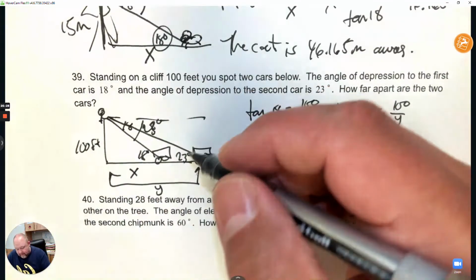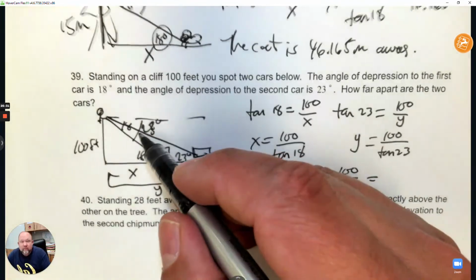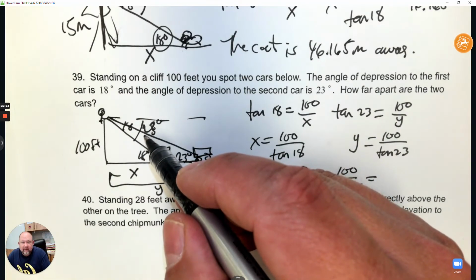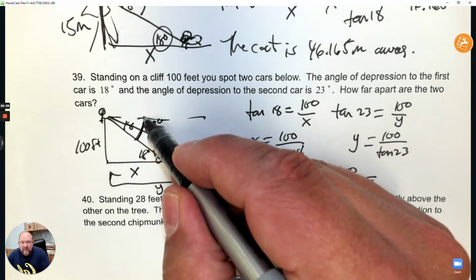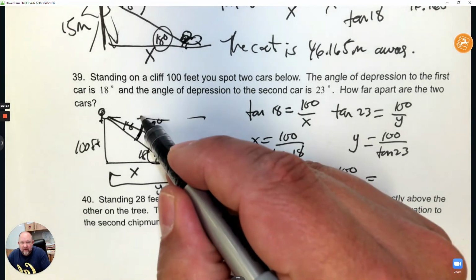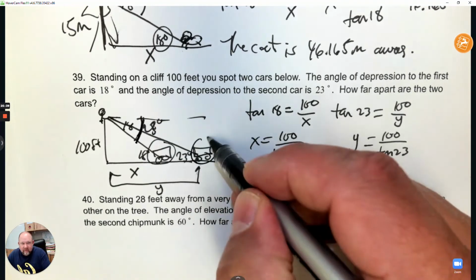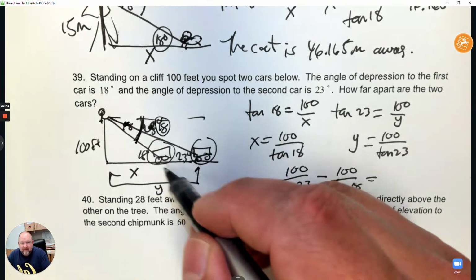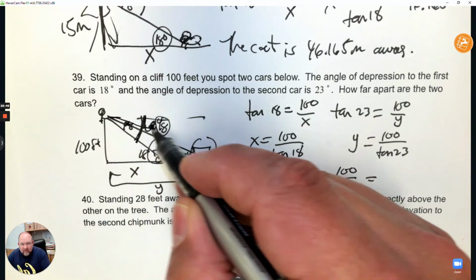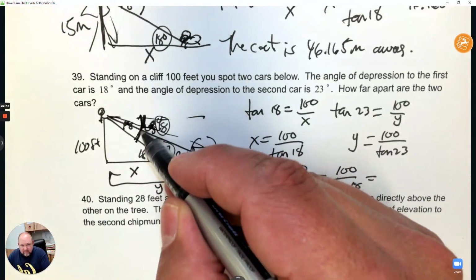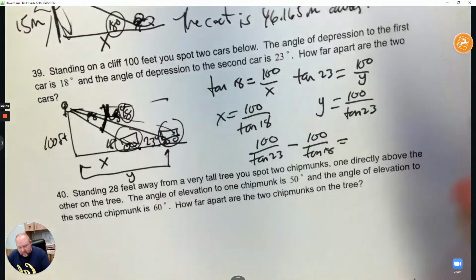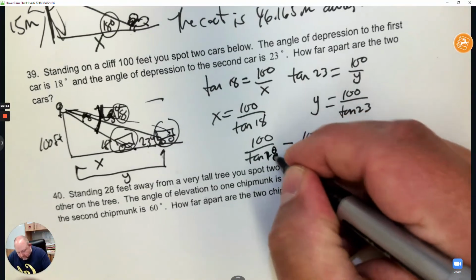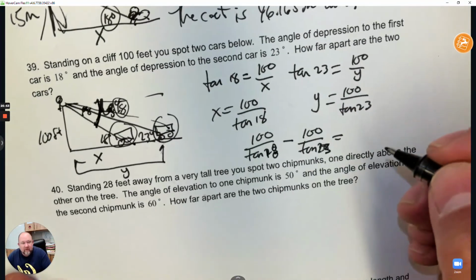So, in terms of the angle of depression, this car here is actually 23, and this car here is actually 18. I just drew it really poorly. So the shorter angle is the one further away. The bigger angle is the one closer. So you got a negative answer. So this should be 18, and this should be 23.